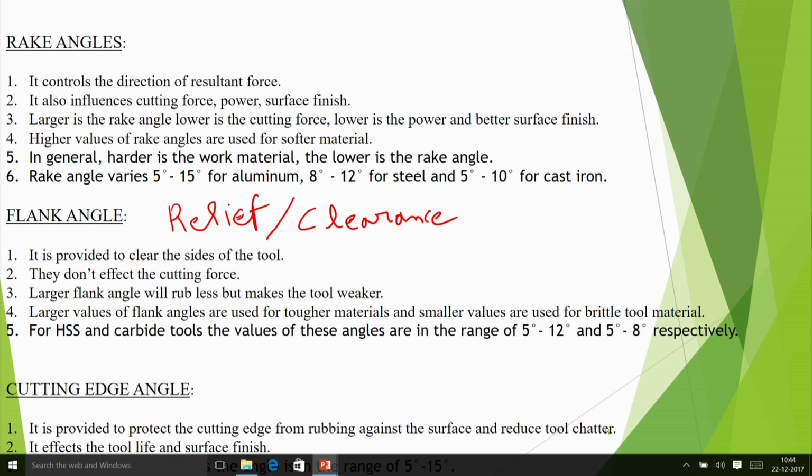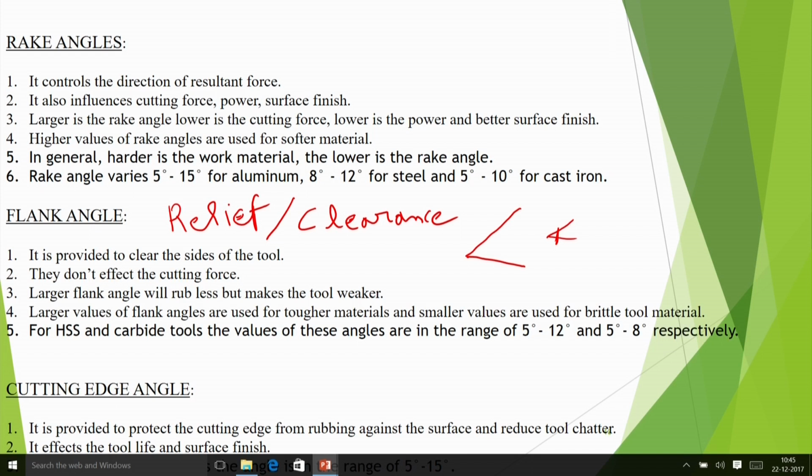There is not much effect on the cutting force, but a larger flank angle will rub less but make the tool weaker. If this is a tool, this is the rake face and this is the flank face, if I increase this angle, this portion becomes very small and it becomes weak. So for HSS and carbide tools, the values of these angles are in the range of 5 to 12 degree and 5 to 8 degree respectively.